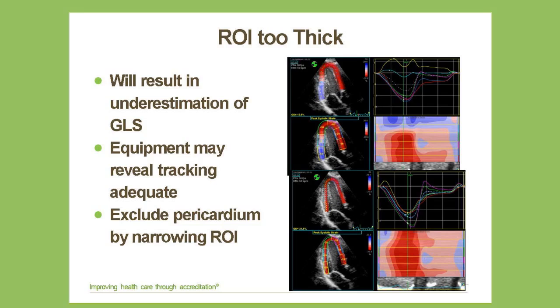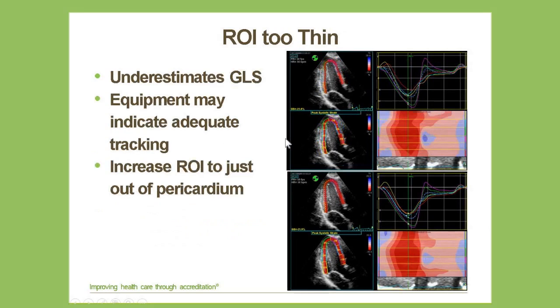But look at the strain curve up here. Look at this one compared to the one below where we've reduced the thickness of the region of interest. Look at how nice and tight these strain curves are down here. I mean, up at top where it's thicker, we even have some positive deflections there. So this can very much affect your strain results.